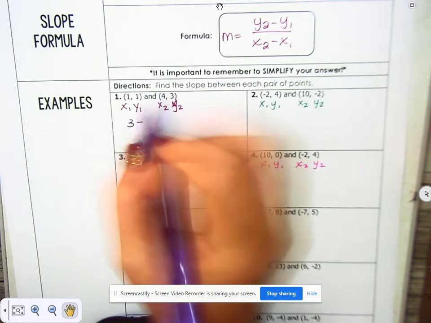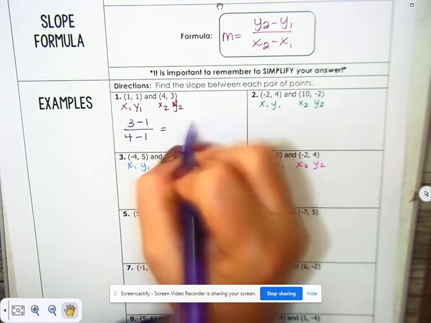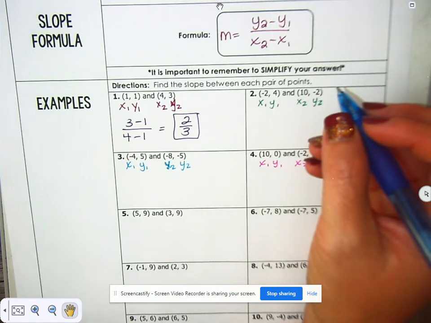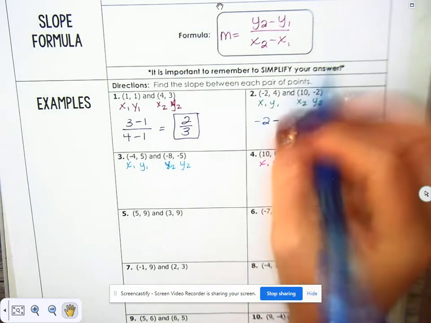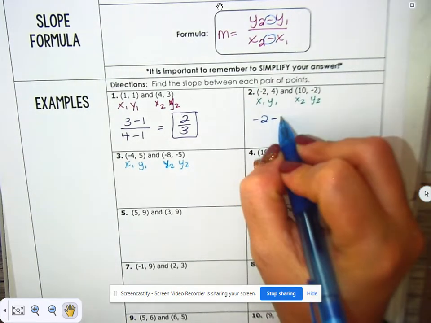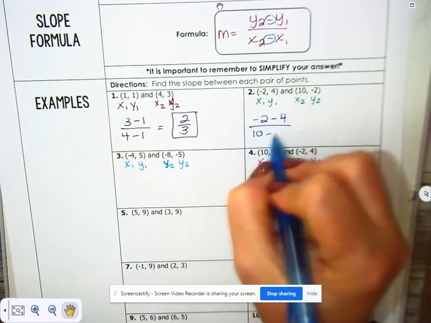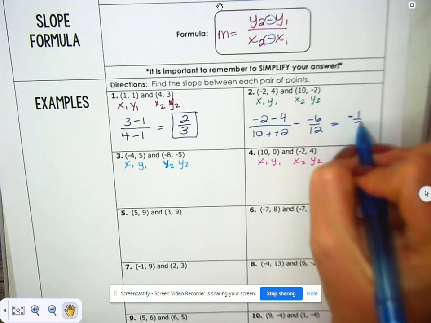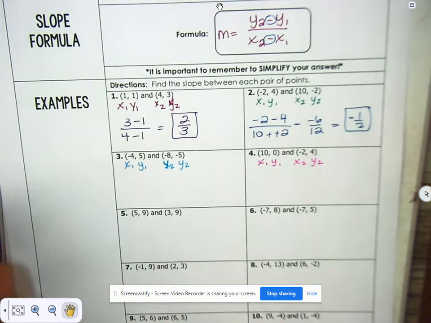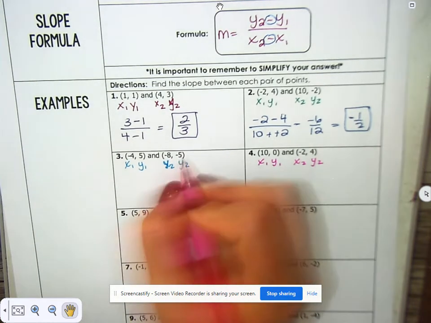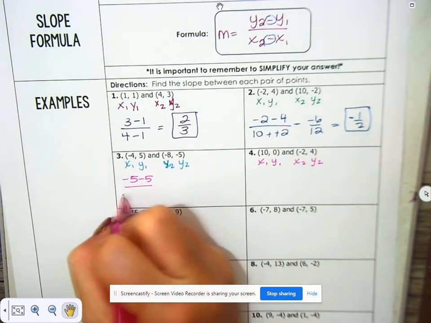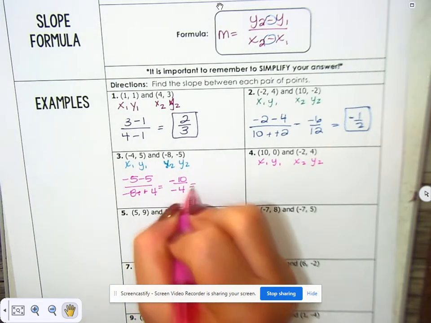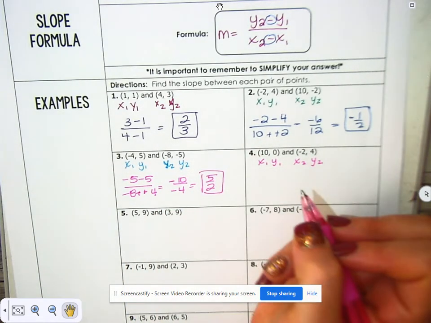Y2 is 3 minus y1 is 1 over 4 minus 1. So that's 2/3, and that doesn't get any simpler. Y2 is negative 2. Minus is part of the formula. Y1 is 4 over 10 minus negative 2. So change my double negatives. That's going to give me negative 6/12, and that's going to reduce down to negative 1/2. Negative 5 minus 5 more. And negative 8 minus negative 4. So that's negative 10. Negative 8 plus 4 is negative 4. Two negatives make a positive, and that reduces down to 5/2.